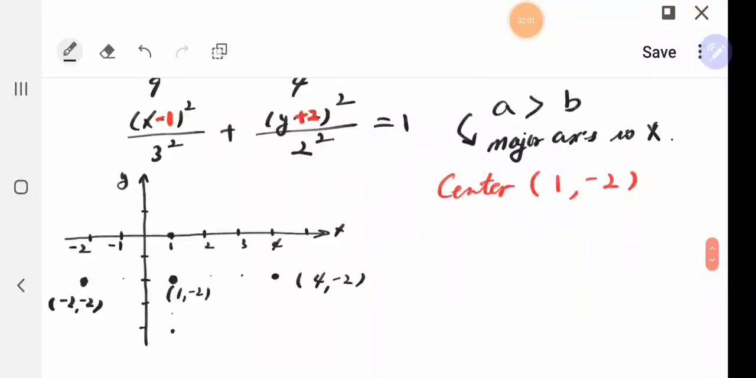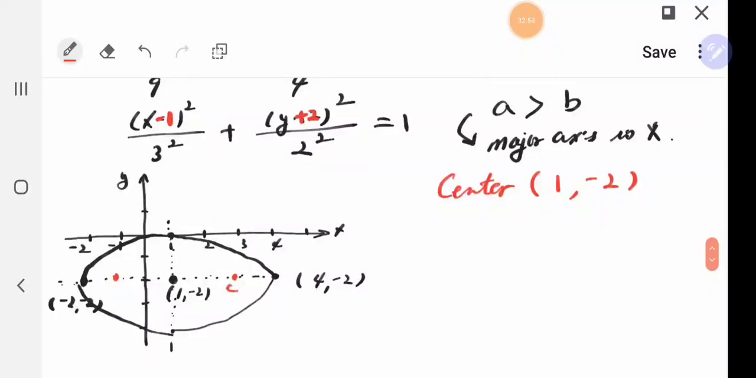Okay, so we can draw an ellipse based on this. So the ellipse is like this, and this. Okay, so you can draw an invisible line based on the center. For the focus, the focus should be somewhere here. Let's say around here. So for the focus, let's find C.